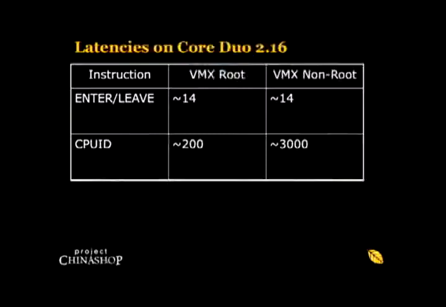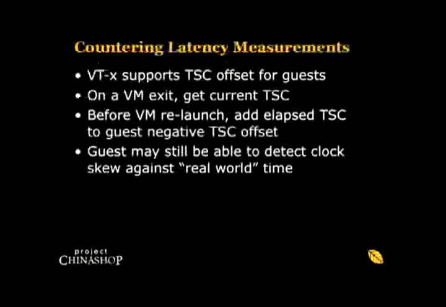The CPUID instruction normally takes about 200 ticks. I just execute it 1,000,000 times and average it out. When you're running in non-root mode, it takes about 3,000 ticks, because every time you execute it, it needs to transition into the hypervisor. It needs to execute CPUID, set the registers for the guest, and pass them back. And obviously, that takes more time.